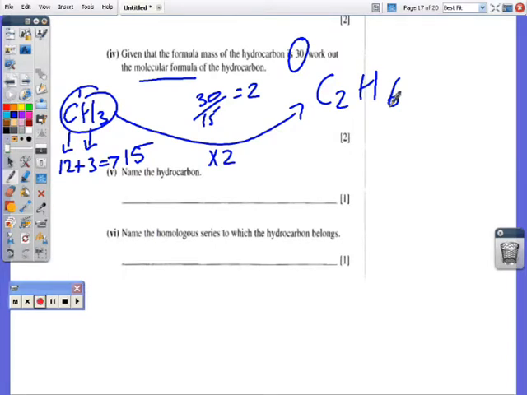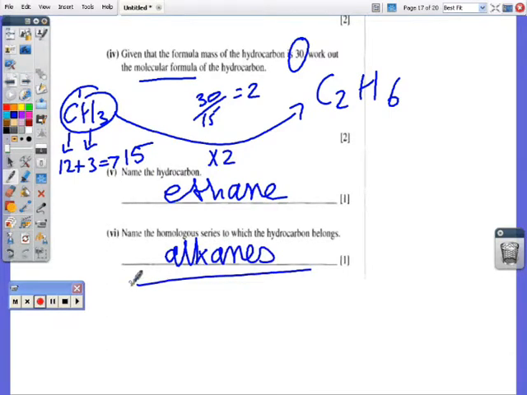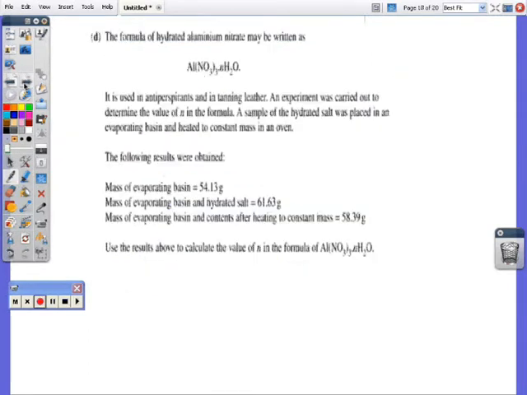Name the hydrocarbon. Well, it's ethane, and the homologous series that it comes from, hopefully you all are aware that that is indeed an alkane.